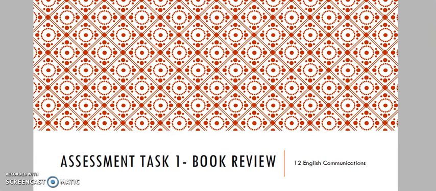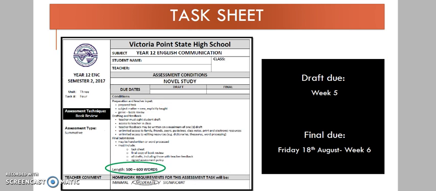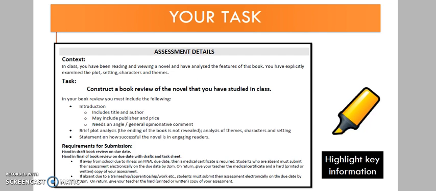This video is to explain and deconstruct your first assessment task, which is a book review for the novel that you have just read in class. So your task sheet states all of your conditions. The final copy is due in week 6 and your draft will be due, if you want a draft checked, in week 5 sometime. The length for this is approximately 500 to 600 words and you can only submit one draft to get feedback on.